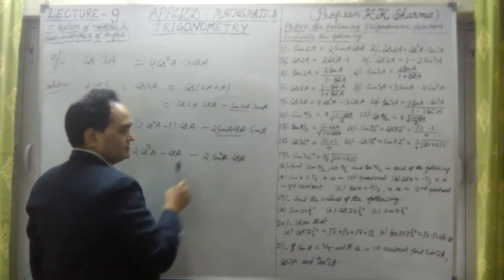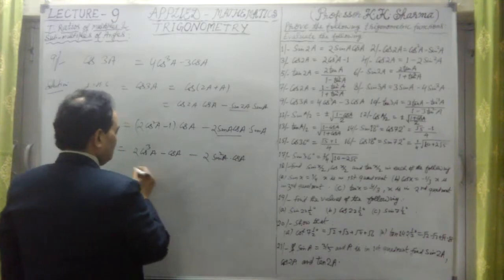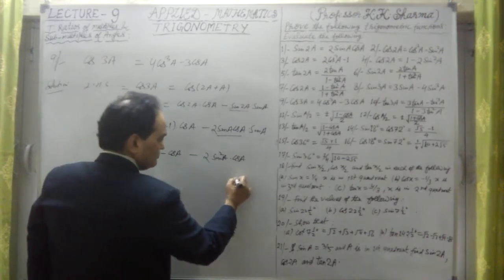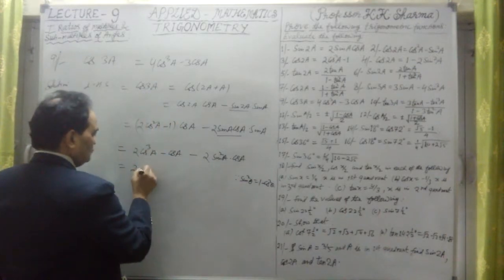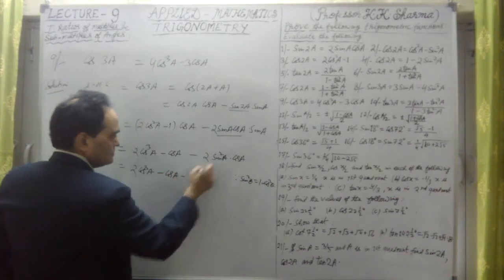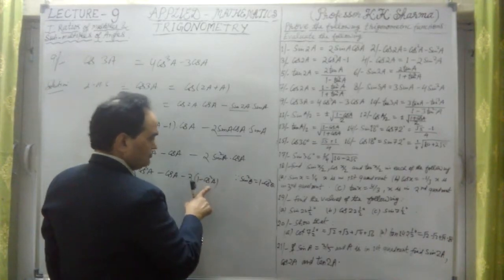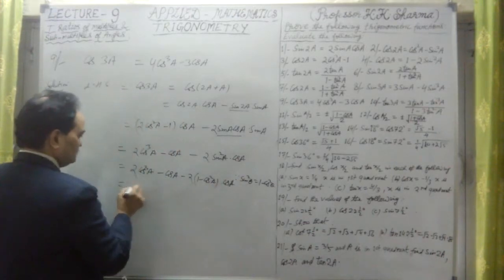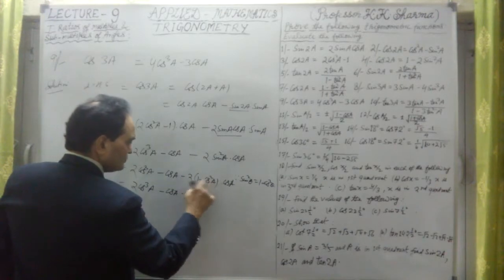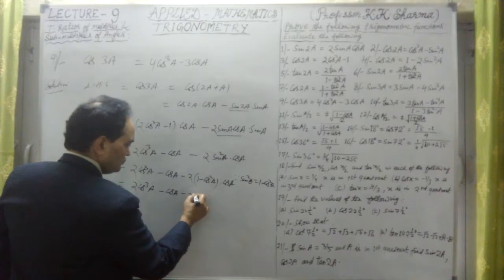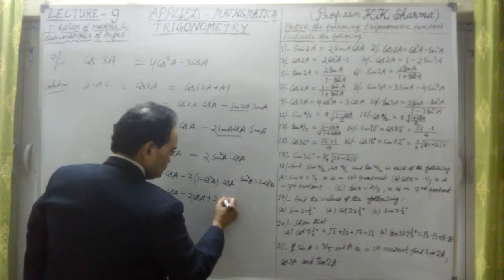Now sin a into sin a are in multiplication, so we multiply them, that means sin square a. Now convert sin square a into cos. Since sin square theta is equal to 1 minus cos square theta, we will substitute that here. This is 2 cos cube a minus cos a minus twice into (1 minus cos square a) into cos a. Why? Because sin square a is 1 minus cos square a. Okay, now further multiply: 2 cos cube a minus cos a minus 2 cos a, plus 2 cos cube a.